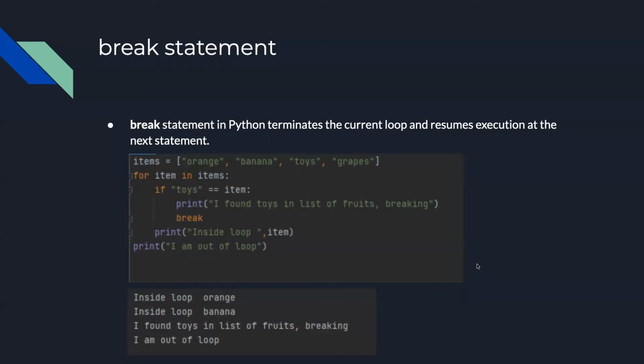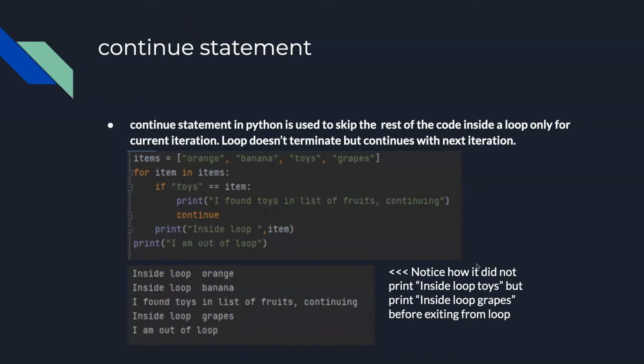All right. So the continue statement. The continue statement in Python is used to skip the rest of the code inside a loop only for the current iteration. The loop doesn't terminate, but continues to the next iteration. So now we basically have our same loop here, but instead of break, we're going to use continue. In this case, we want to notice how it did not print inside loop toys, but it did print inside loop grapes before exiting from the loop.